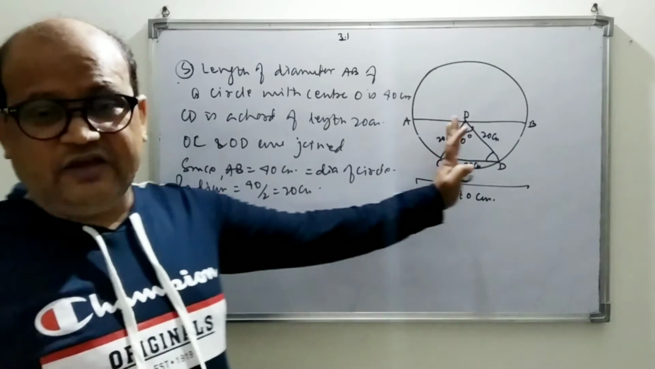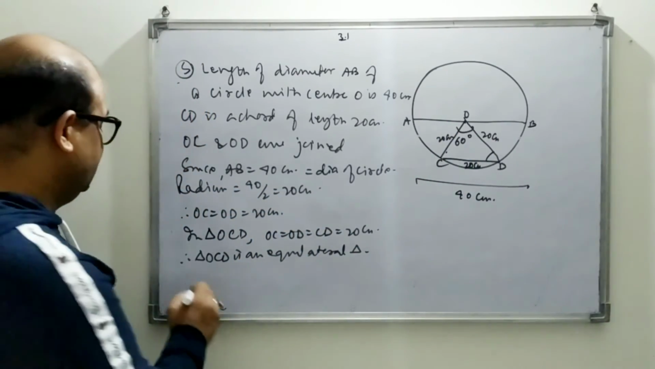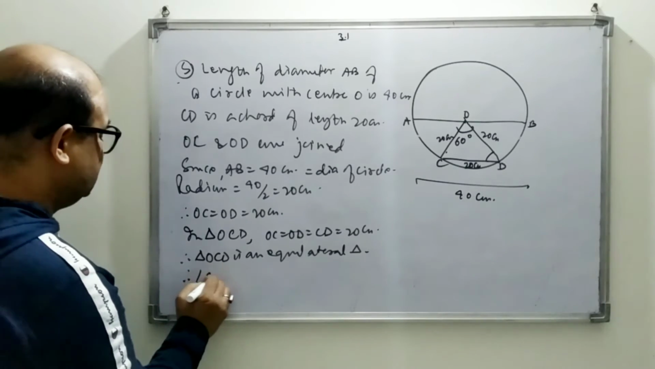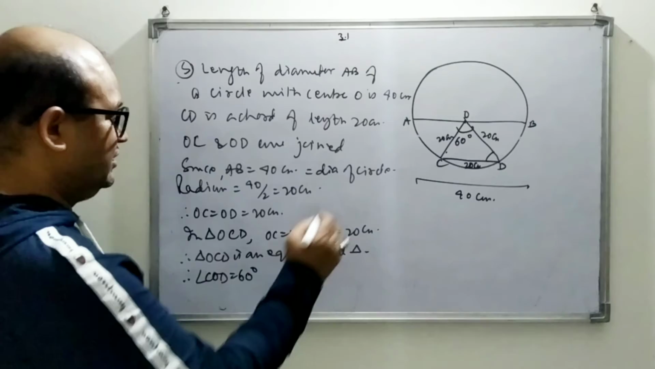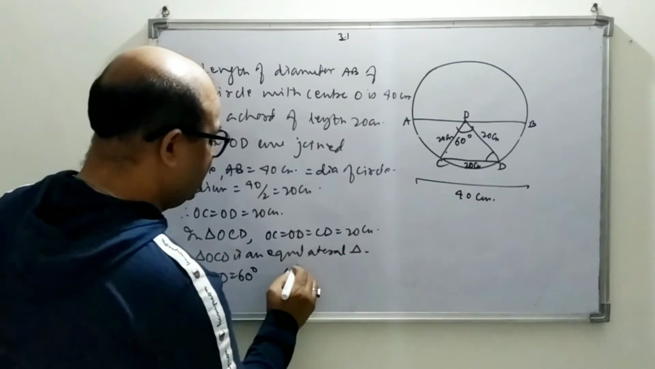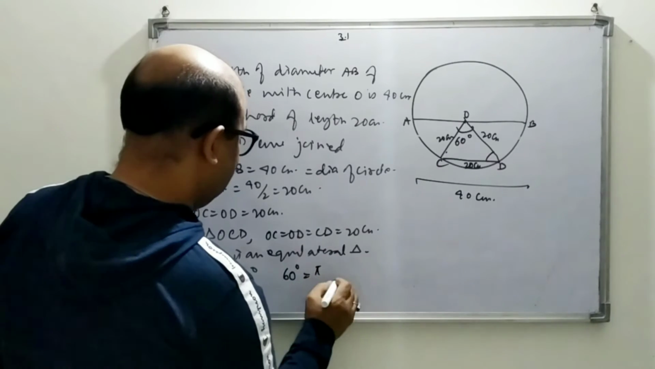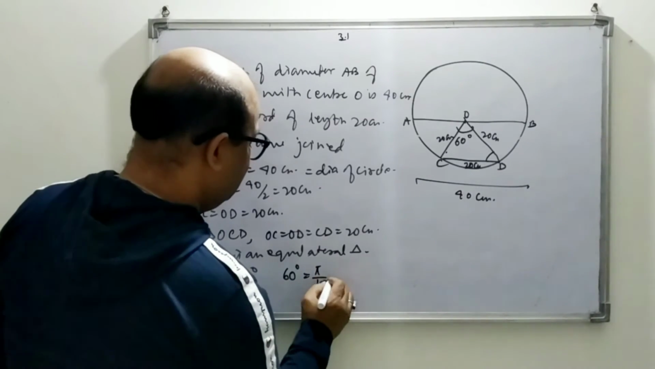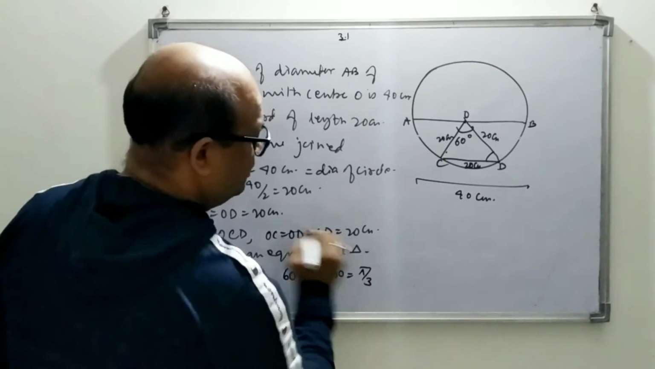Now we know in an equilateral triangle all angles are 60 degrees due to the angle sum property of a triangle. Therefore, angle COD equals 60 degrees. Now convert it. 60 degrees equals how many radians? 60 equals pi by 180 into 60, that is pi by 3 radian.